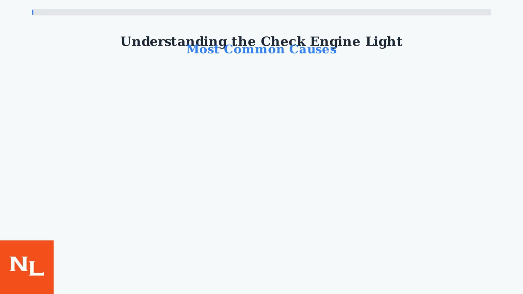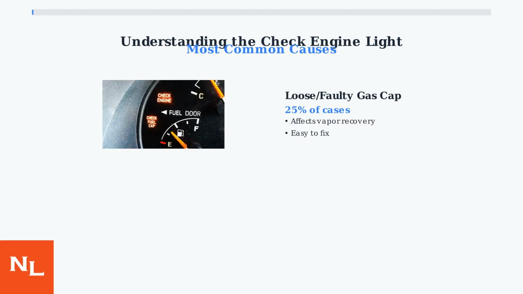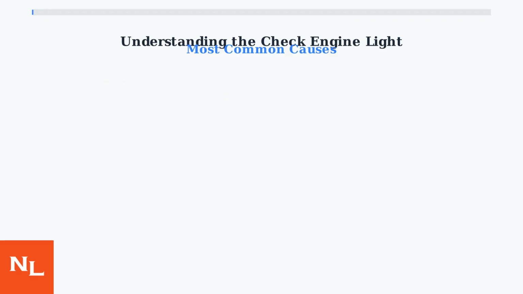Let's examine the top 5 causes of check engine lights, starting with the most frequent. The most common cause, responsible for 25% of check engine lights, is a loose or faulty gas cap. This simple issue can trigger emissions codes because it affects the vehicle's vapor recovery system.